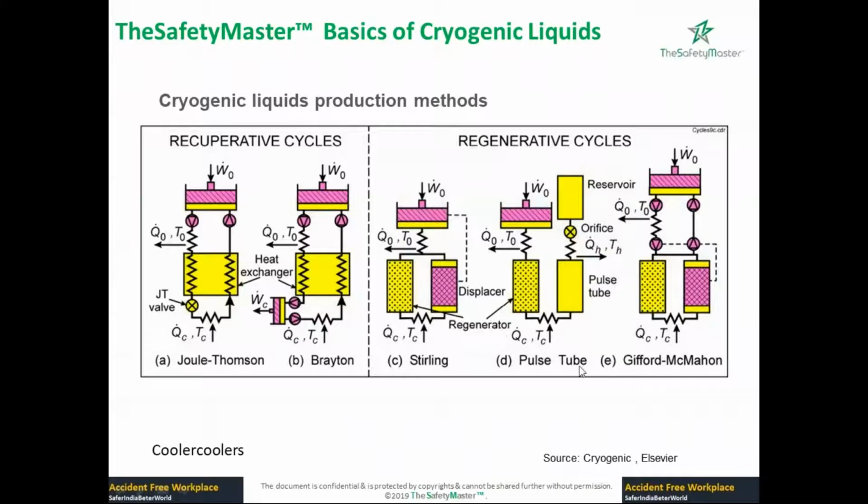So you have Stirling, pulse tube, and Gifford-McMahon. They use a regenerative cycle, like the way your PSAs or vacuum swing adsorption work. It works in a similar fashion. All this is called cryocoolers. These are the various ways of liquefying the gases to such low temperatures.